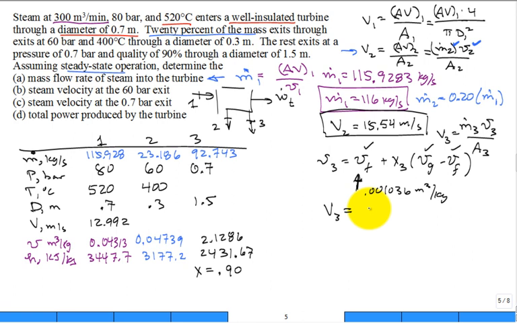Now we'll go ahead and calculate V3. It comes out at 111.7 meters per second. And we can put that in here, 111.7. And I forgot to put in V2, 15.54 meters per second. It's coming out a lot faster, isn't it? At the exit. So that's even with a much larger pipe.